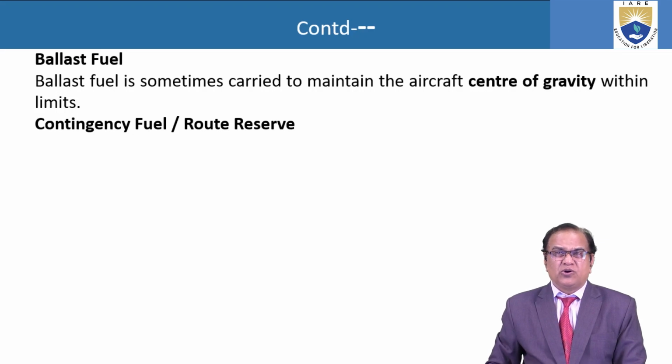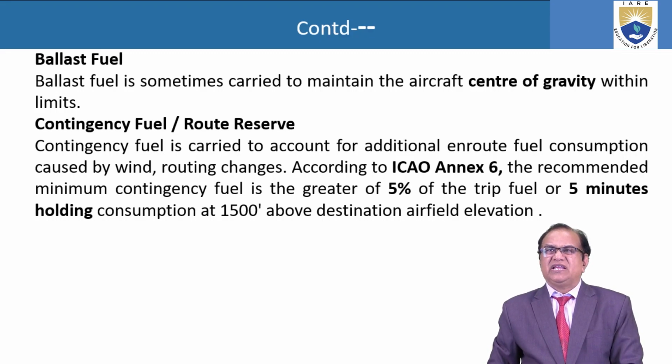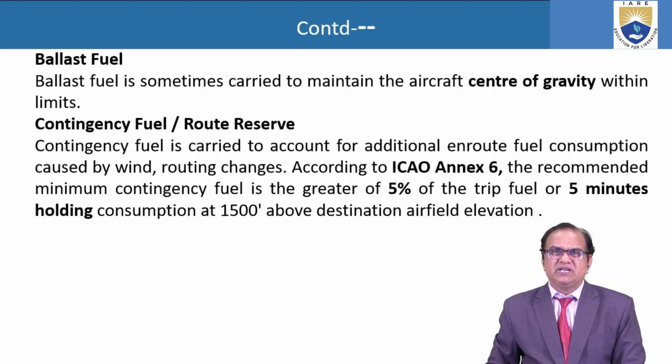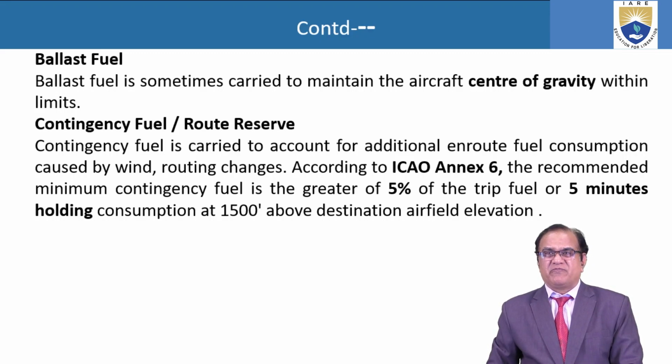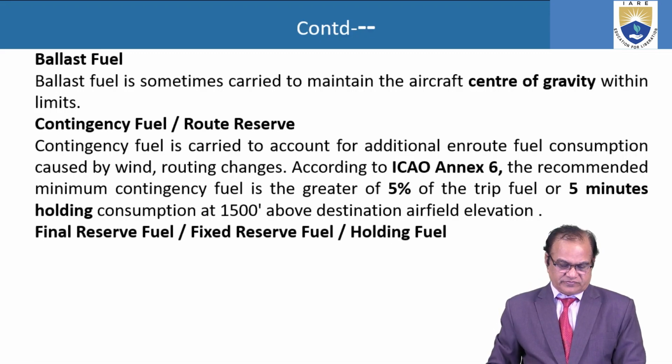Contingency fuel or the route reserve. Contingency fuel is carried to account for additional en route fuel consumption caused by wind, routing changes according to ICAO Annex 6. The recommended minimum contingency fuel is the greater of 5% of the trip fuel or 5 minutes holding consumption at 1500 feet above destination airfield elevation.